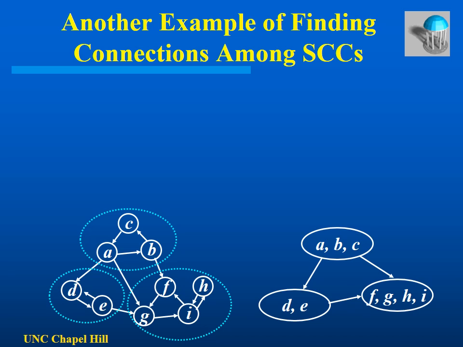And so those are identified as arcs that connect the clusters. So the first one from A to D connects the ABC cluster to the DE cluster. The one from A to G connects the ABC cluster to the FGHI cluster, and so does the one from B to F connect the ABC cluster to the FGHI cluster. So we see that more than one arc in the original graph can form a single arc between these strongly connected component clusters.